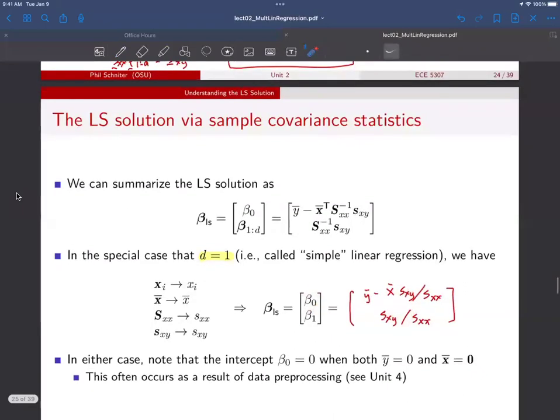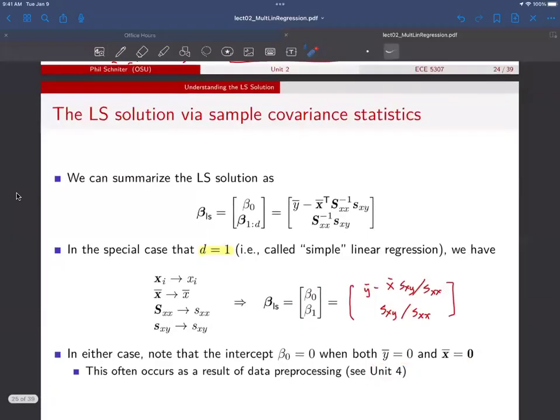And something interesting happens if you normalize your data so that you subtract the mean from all your labels and you subtract the mean from each of your features. You'll find that these mean quantities are both zero. And if you plug in those zero values, the beta zero coefficient also turns into zero. So this is something that we don't necessarily need to do, but it is a good idea to do it when you're using regularization, which we'll talk about in Unit 4. For now, it's optional, but if you do this normalization, then you'll actually get a zero for your intercept coefficient.